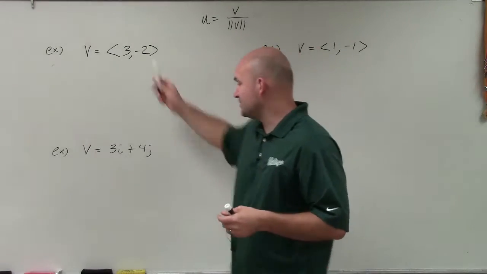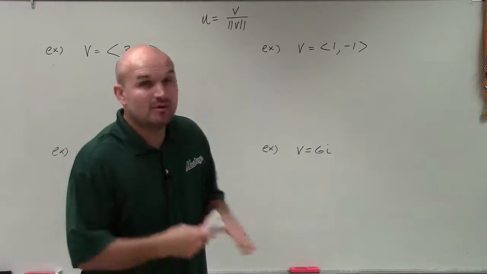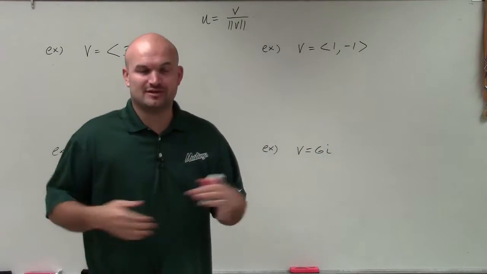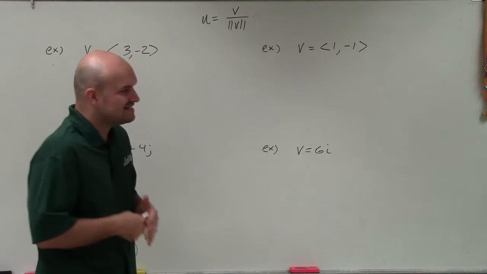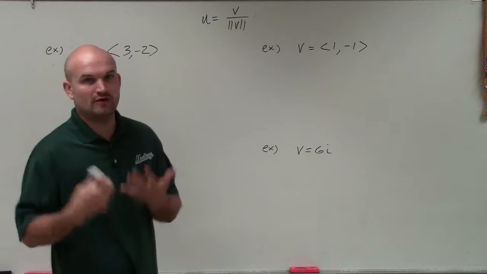So what I'm doing is we're given 4 vectors, and we give some in component form or linear combination. It doesn't really matter. But what we want to do is find the unit vector. And basically, the unit vector is the vector with the exact same direction but has a magnitude of 1.